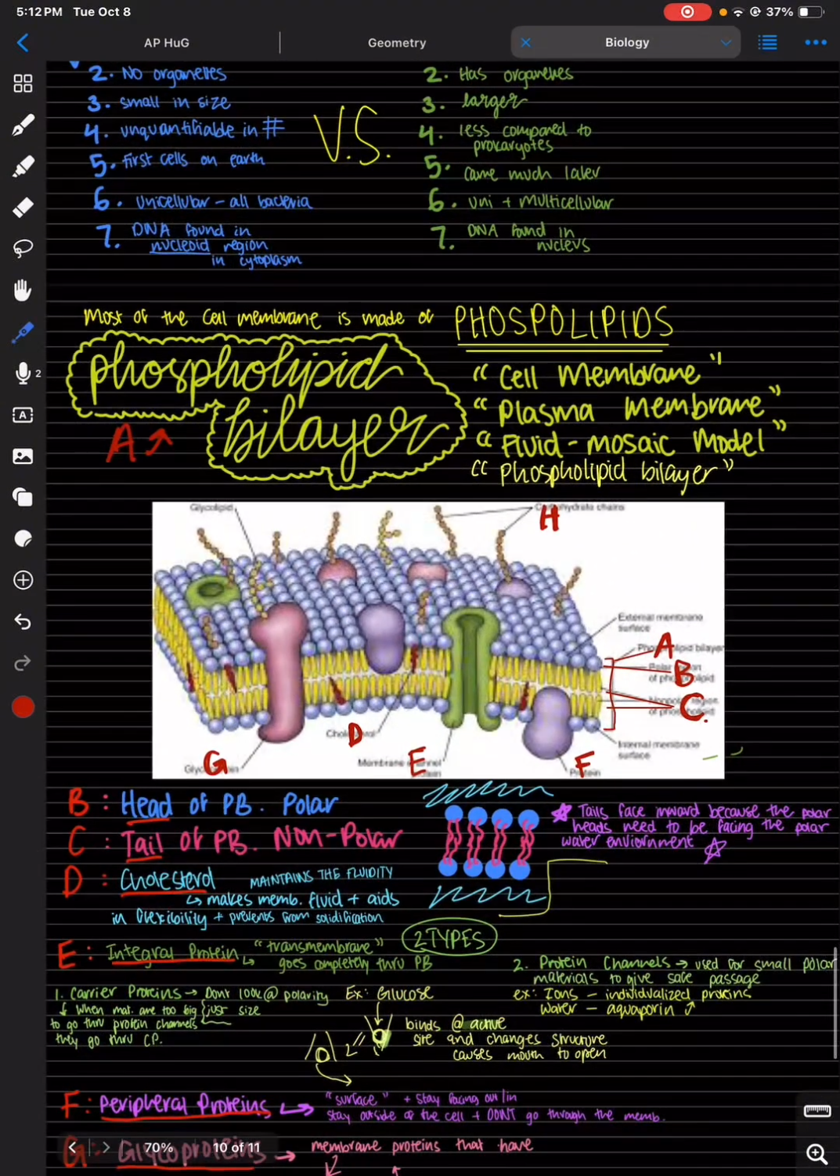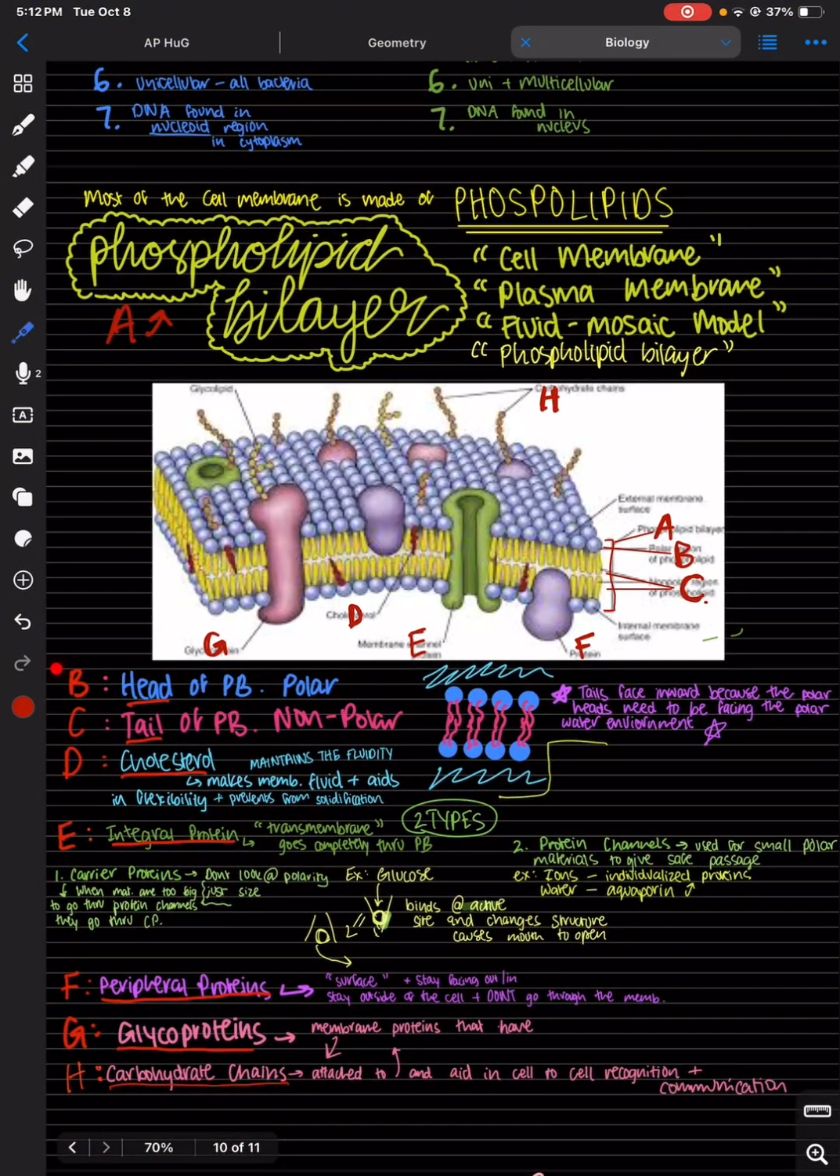So that's the phospholipid bilayer. I would recommend getting a blank diagram and labeling everything, and then also watch this video for the functions, and then you can go back and try to answer these questions yourself. So that's a phospholipid bilayer. I'll record other ones too.